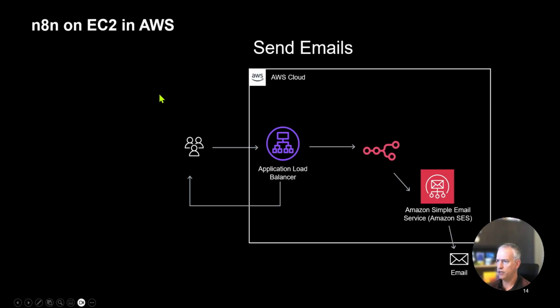Okay, so now moving on to emails. Let's say you have a customer that wants to send emails, and I know there are a lot of YouTube videos out there that show you how to send emails with Google, but now you can send them with Amazon. Basically, the request comes into the application load balancer, comes through, and then it triggers an email to go out.